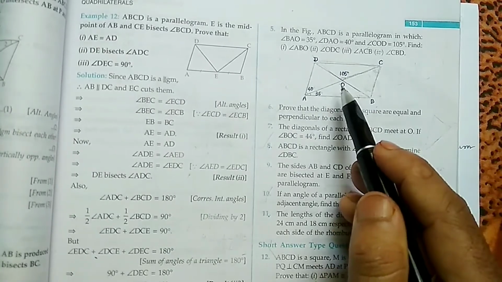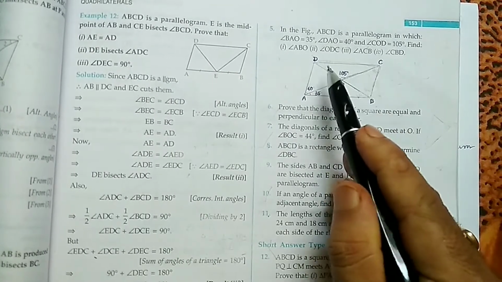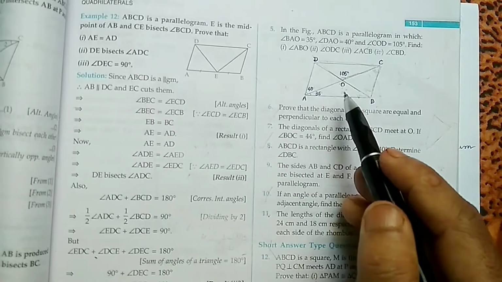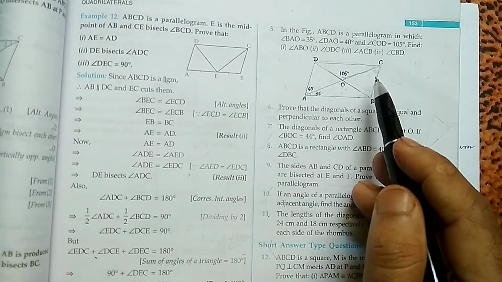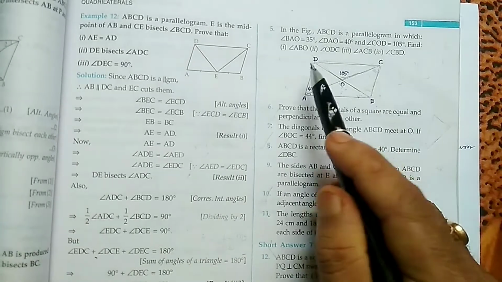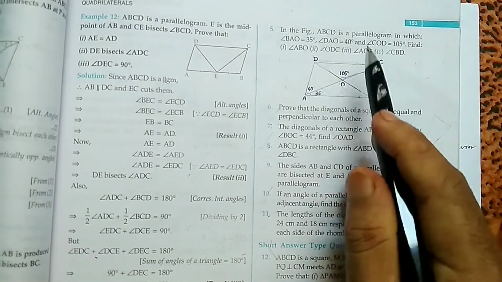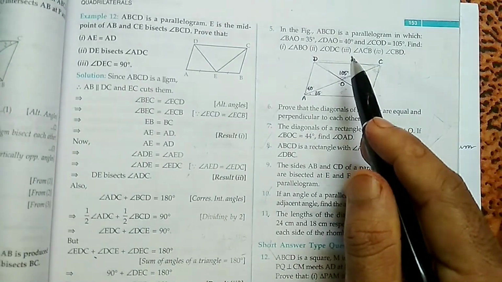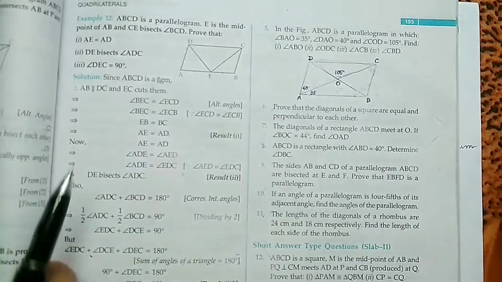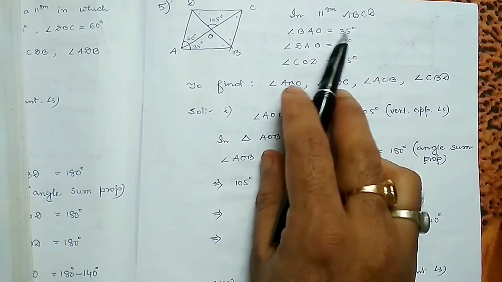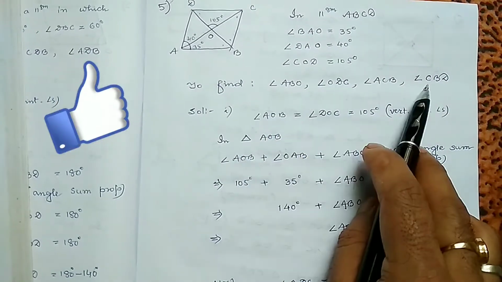ODC, this angle you have to calculate, ACB, this angle, and CBD, this angle, these four. Since it is a long sum, we will do it step by step, otherwise you will be confused. We will start with angle ABO. So just see how to do the sum. These are the angles which are given and we have to find these four.